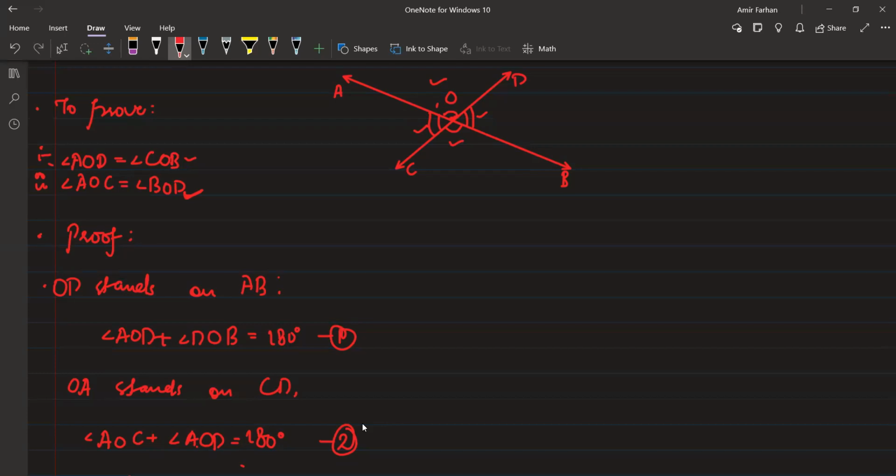So Simrat, I've given some hint to you. Are you able to solve it? I think I solved it. You have solved it. That's very good. Are you able to prove AOD and COB?